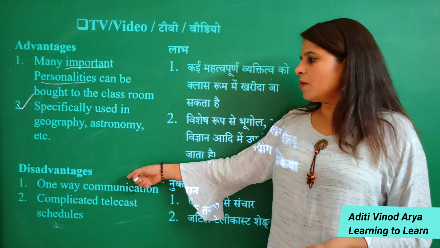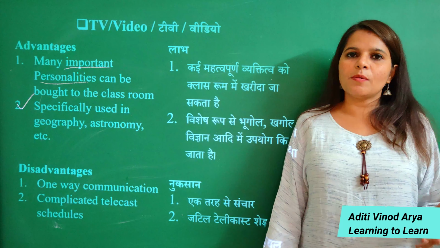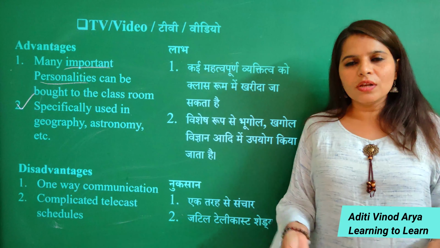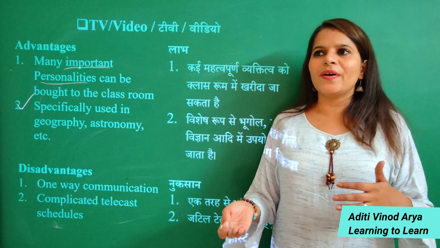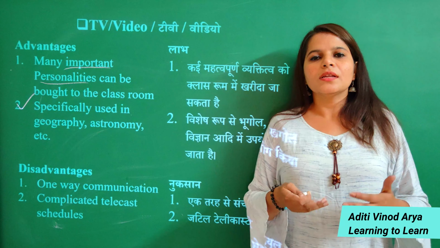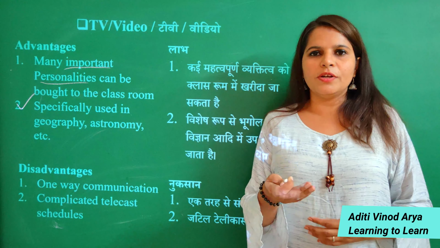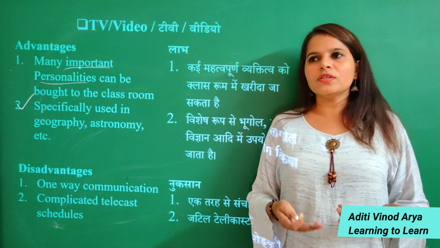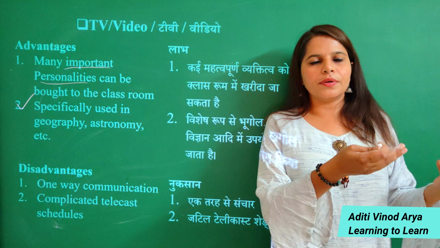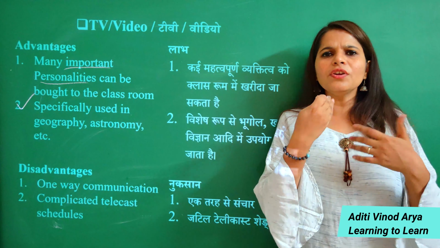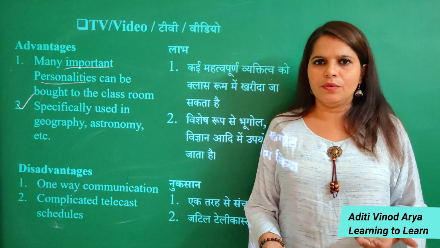Now, if I talk about the disadvantages, yes, one of the biggest problems is that it is one-way communication, only because it is a recorded video, only because it is somewhere in the past. Now there is no possibility of two-way communication. So of course, if you're seeing a video of Bill Gates or Ambani or any other person, you cannot cross-question because this is just a video, right?